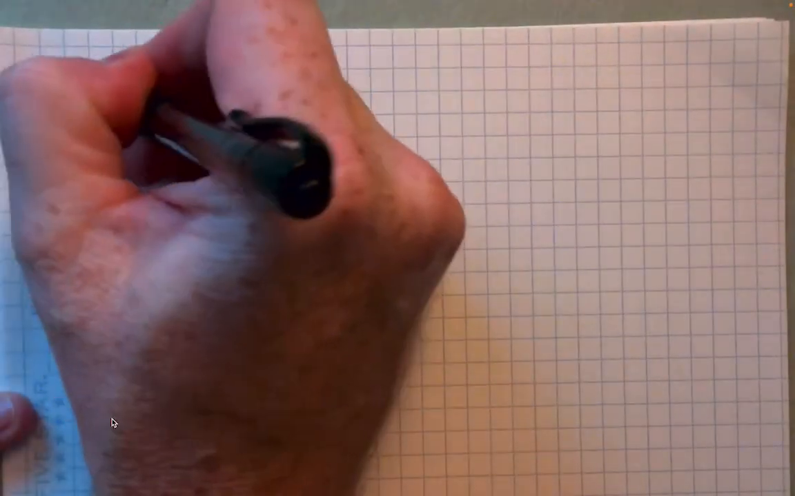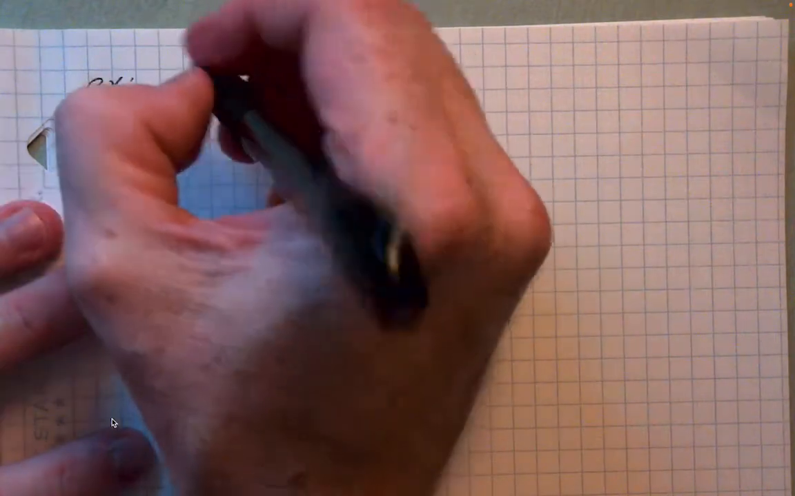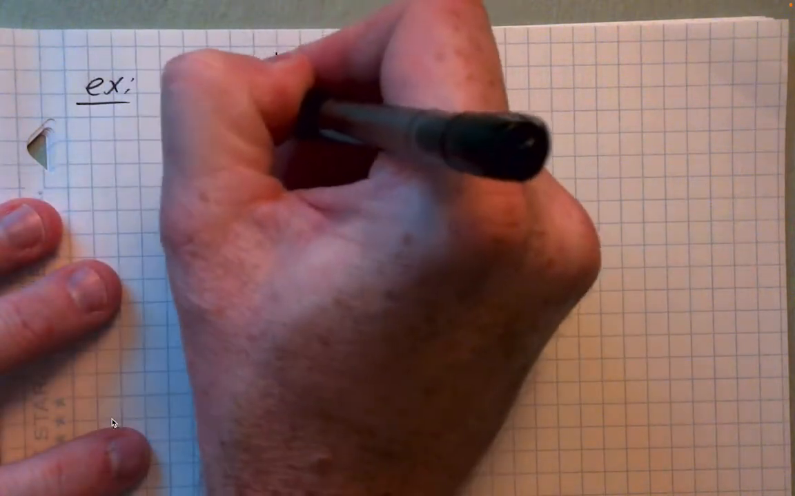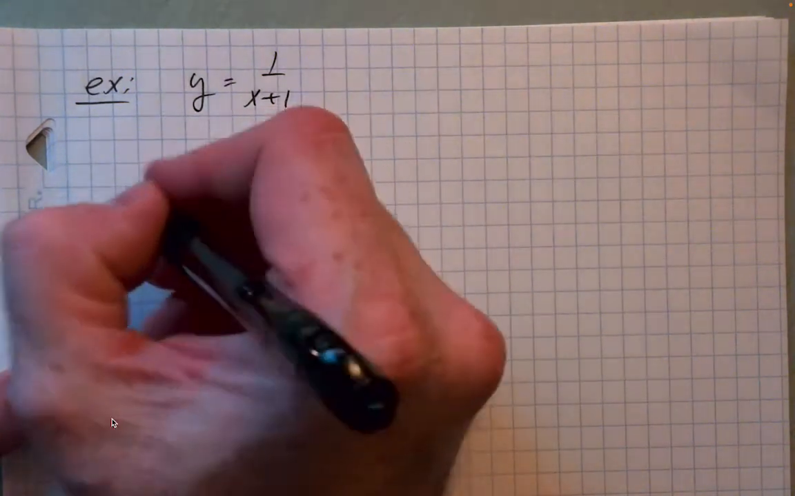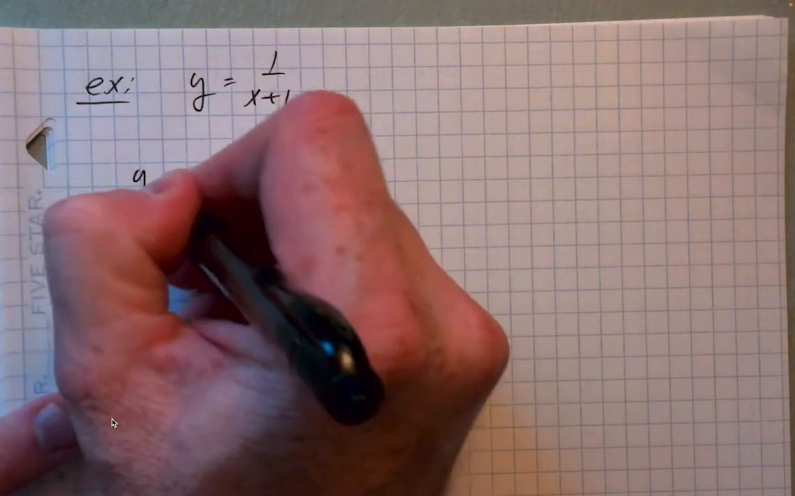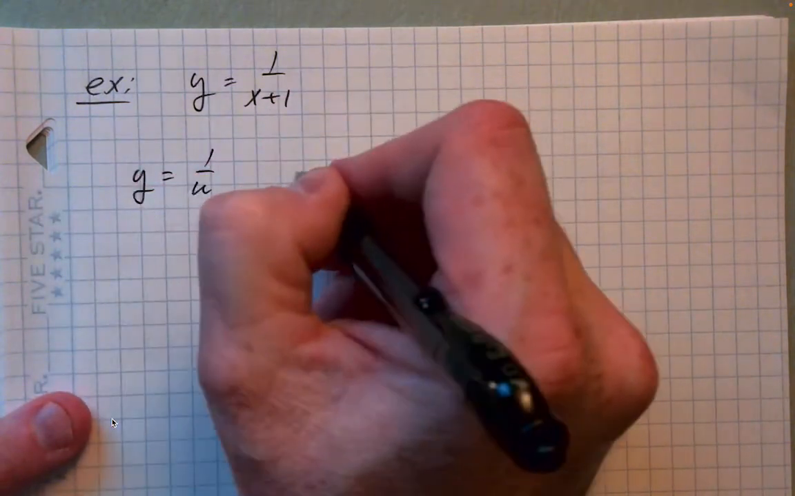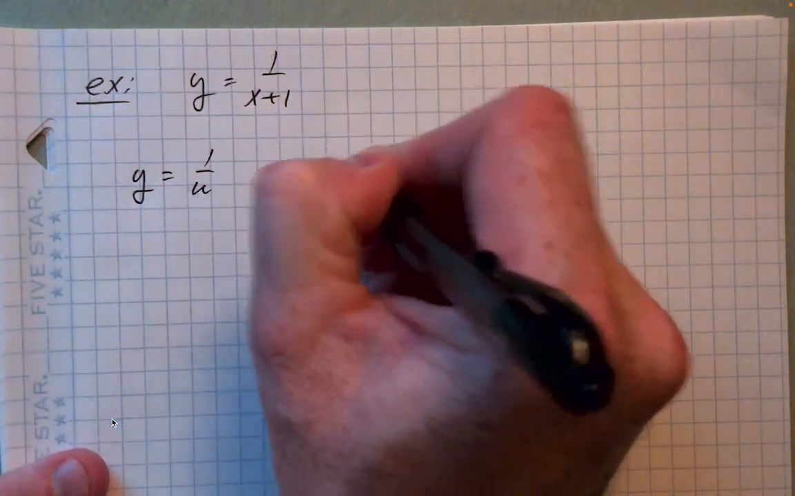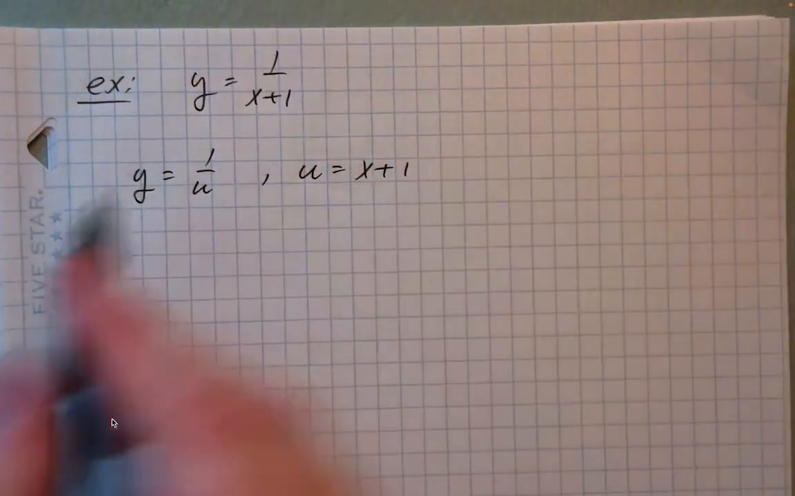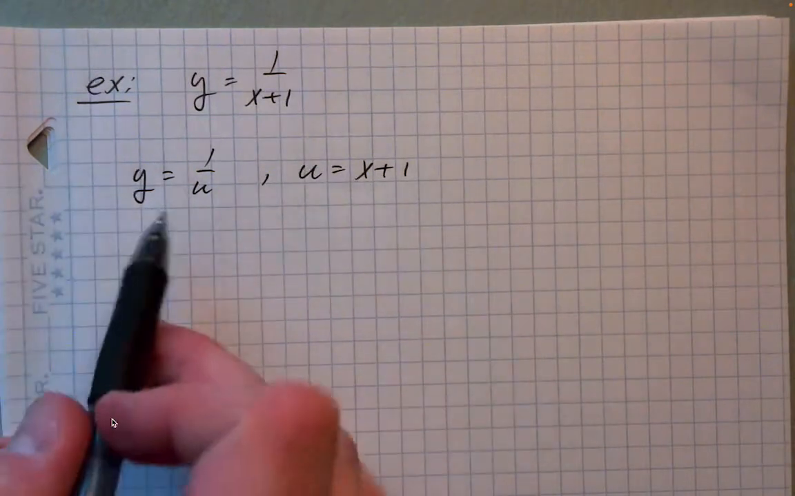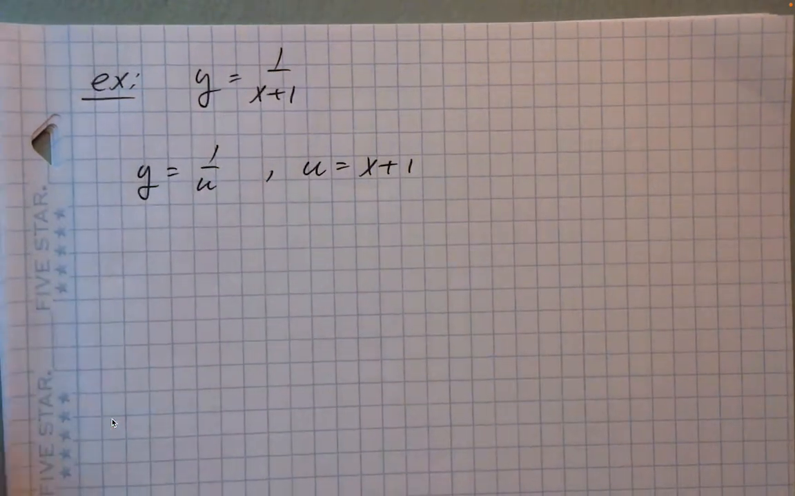Let's look at y equals 1 over x plus 1. So we kind of talked about this one. We did the inside-outside piece. So outside function is y equals 1 over u. Inside function is u equals x plus 1. Okay, so recognize the structure here, and that when you combine these two, you would get the original function.